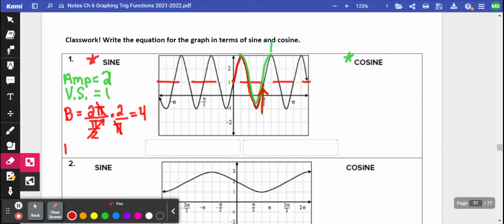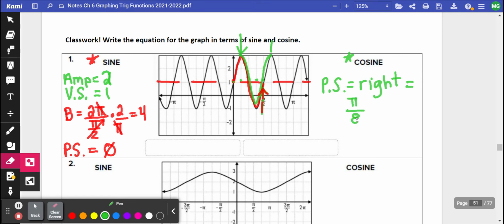And the phase shift for sine is 0. Cosine is a different story. Okay, cosine did shift over. Cosine shifted over to here. So the phase shift here, it did move to the right. And now we have to figure out what this value is, right? Well, if this is pi over 2 and it's been divided into 4 spaces, pi over 2 divided into 4 spaces is pi over 8. Okay, so it moved to the right pi over 8 units.